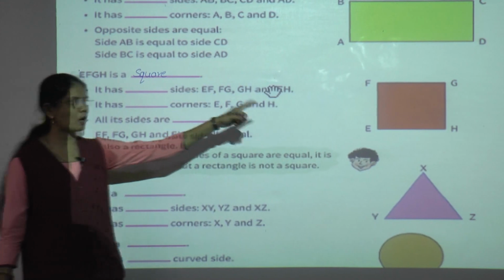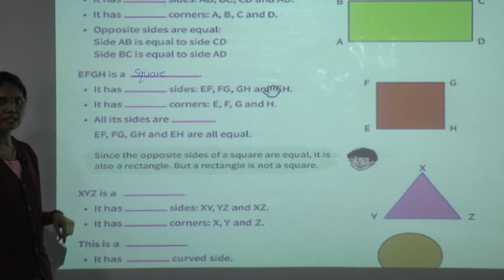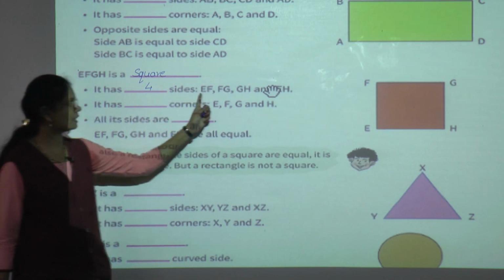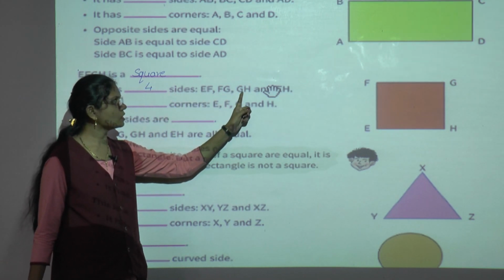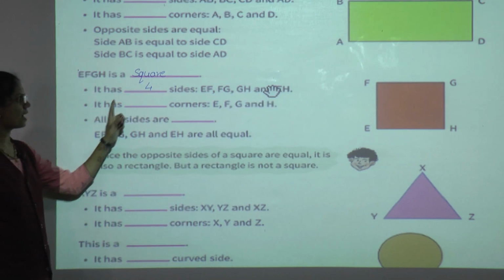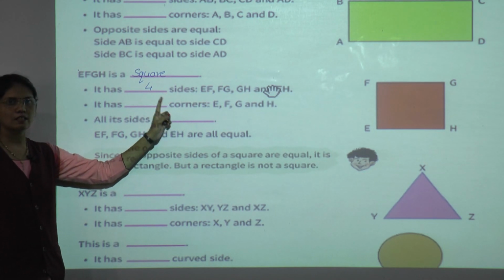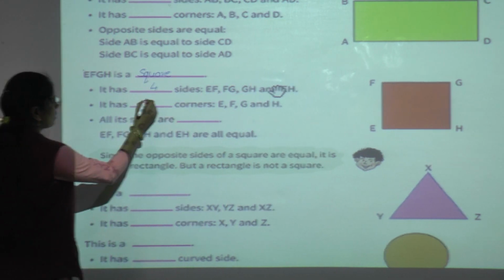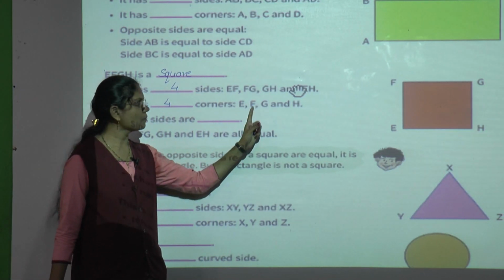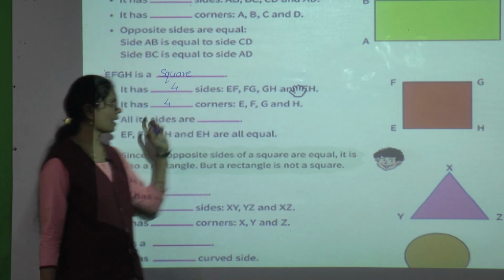Now students, count how many sides it has. Already I told you how many sides a square has. A square has four sides. Sides EF, FG, GH and EH. Then it has dash dash corners. How many corners does a square have? It has four corners. And what are the names of the corners? Points E, F, G and H. These are the corners of the square.